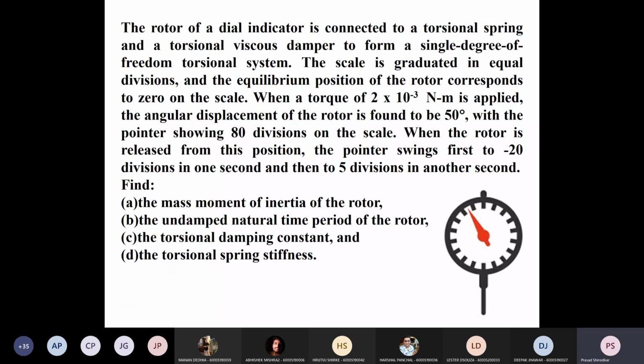So we will do the last numerical of the day. After that, you have to solve the quiz, and you can submit it, and then you can leave the lecture. Okay. So let's read the question.